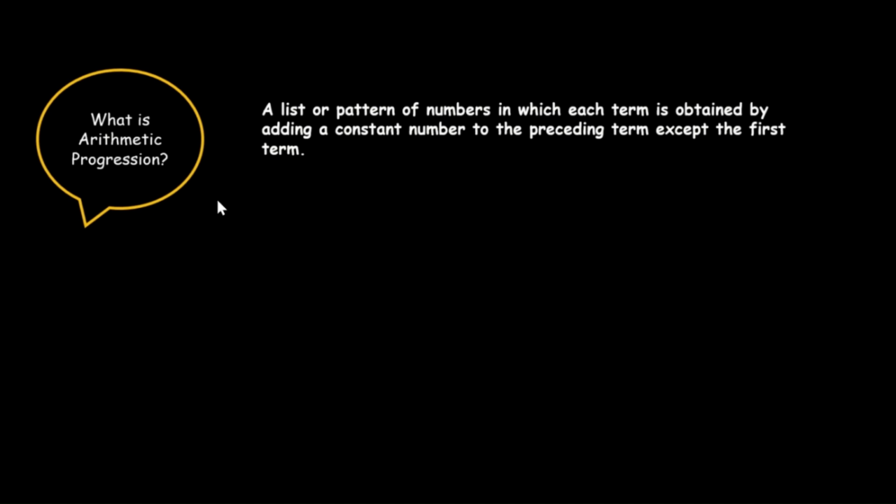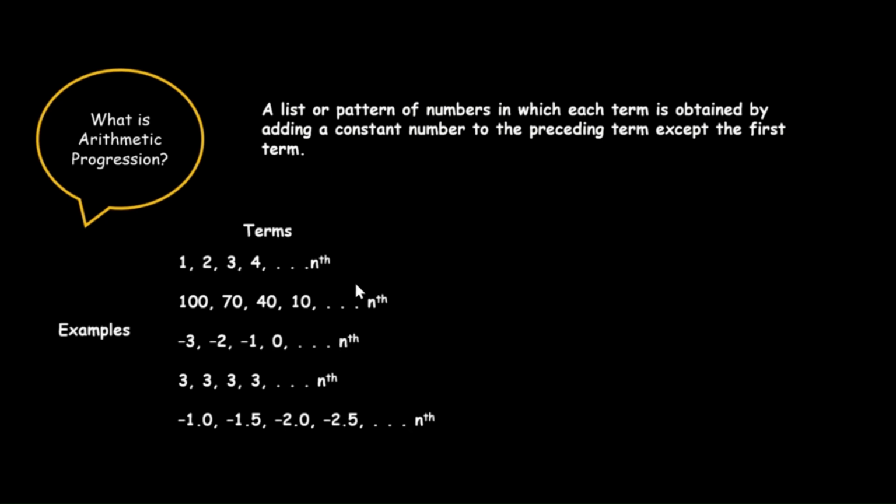So what is arithmetic progression? It is a list of numbers or pattern of numbers. This chapter is all about numbers. So arithmetic progression is a list of numbers or pattern of numbers in which each term is obtained by adding a constant number to the preceding term, except the first term. So let's see a few examples to understand more.